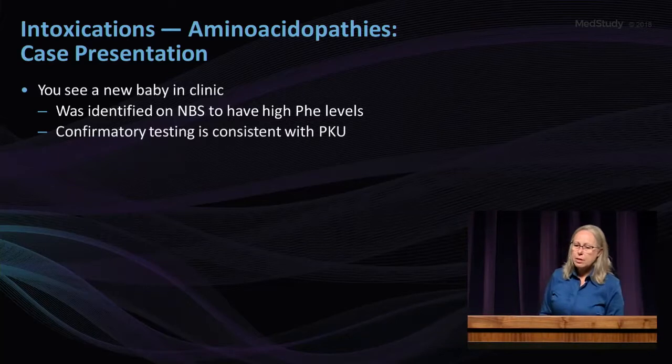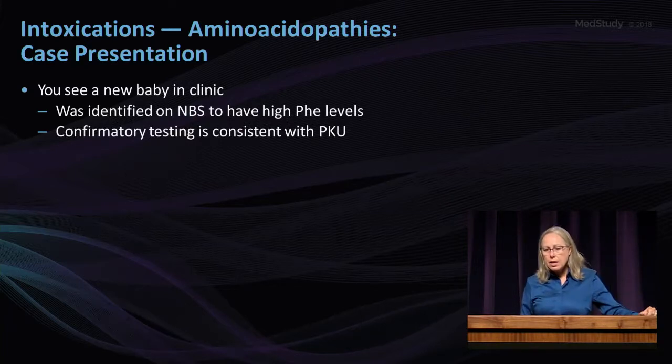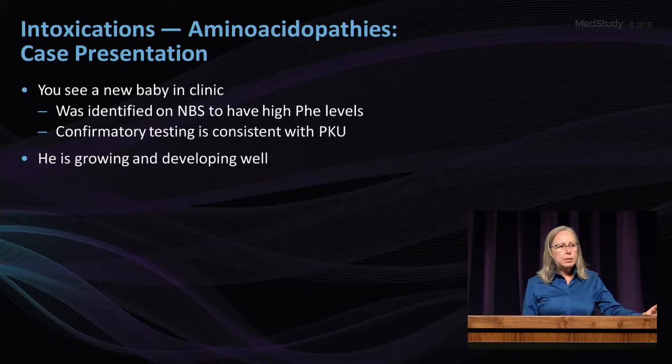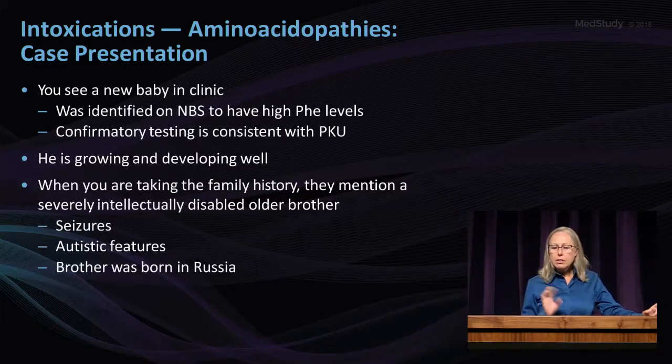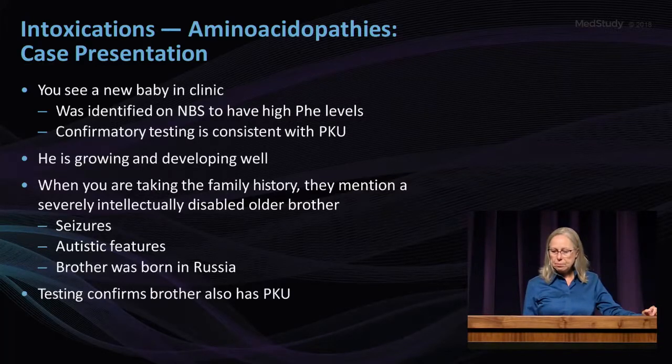All right, so case presentation, we go to clinic. The baby was identified on newborn screening to have high phenylalanine levels, and confirmatory testing is consistent with PKU. He's growing and developing well, and you're talking to the family. The older brother is severely intellectually disabled. He has seizures, autistic features, and the brother was born in Russia. So he tests the brother and confirms that he also has PKU.